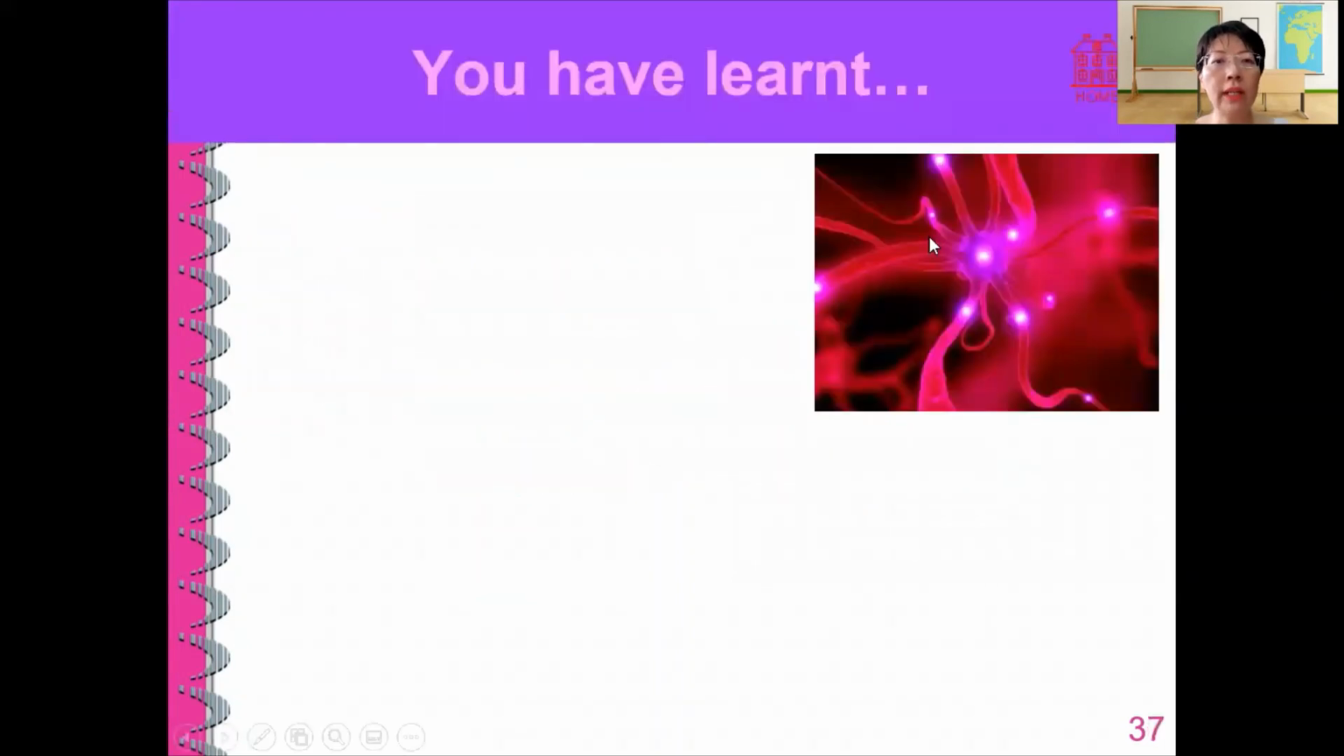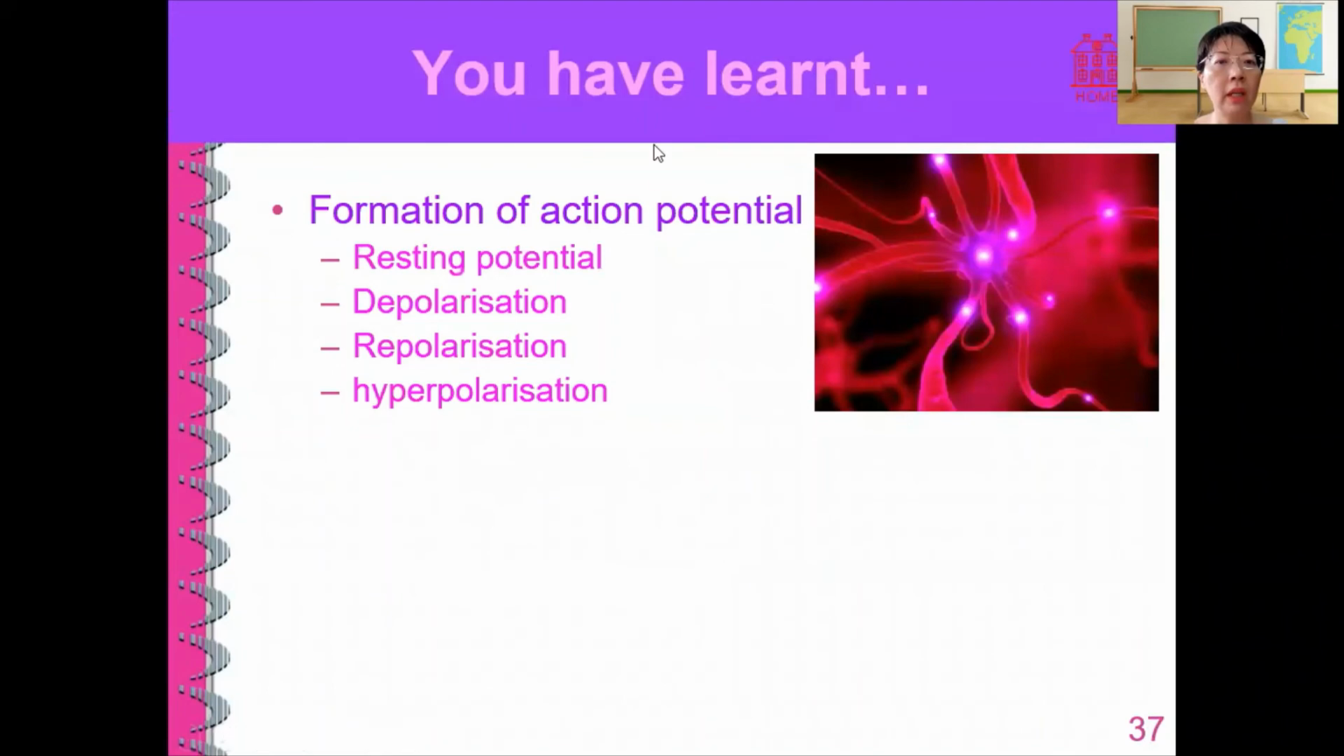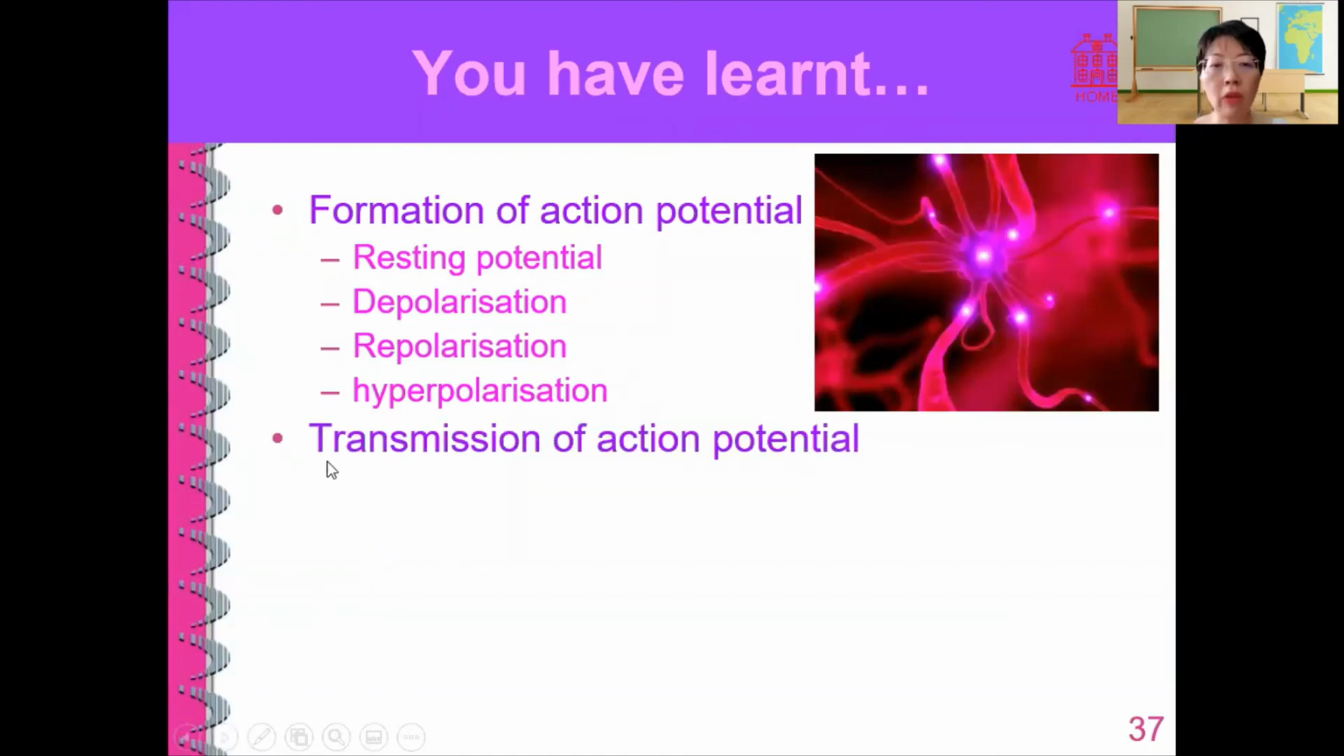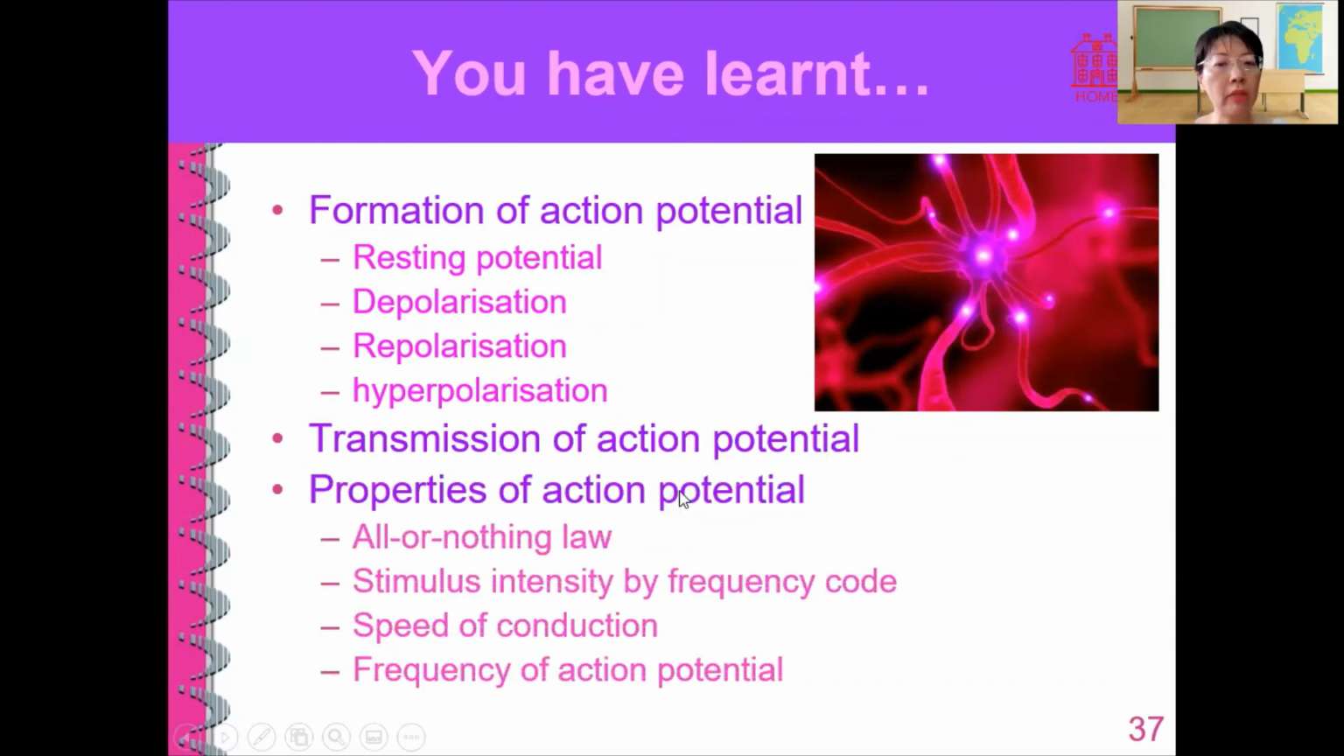Okay, so what you have learned in this lesson is you have learned the formation of action potential, which involve resting potential, depolarization, repolarization, and hyperpolarization. You have not looked at transmission of action potential yet. It's the next lesson. And we have looked at the properties of action potential, which is all or nothing law, stimulus intensity by frequency code, speed of conduction. So this frequency of action potential, I will tie it together with the transmission. So this one will be in the next lesson. So that's all for today.